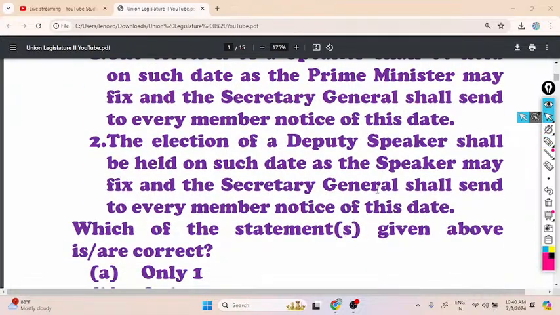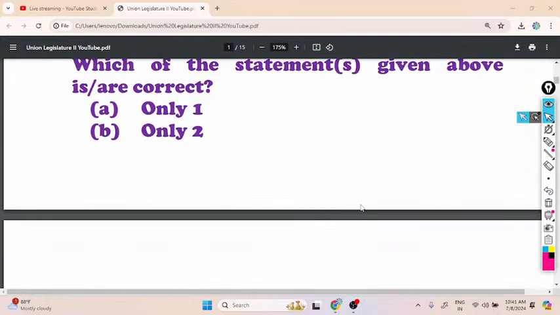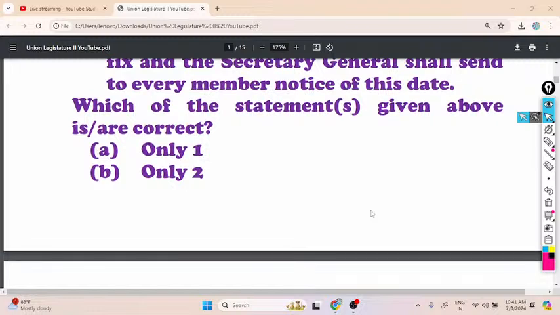And with regard to the election of the Deputy Speaker, it shall be held on such date as the Speaker may fix, and the Secretary General shall send to every member notice of this date. Yes, that is a correct statement. So the election of the Speaker is decided by the President, and the election of the Deputy Speaker is fixed by the Speaker himself. So statement 2 is correct, statement 1 is incorrect. So only 2 will be the answer. So B.